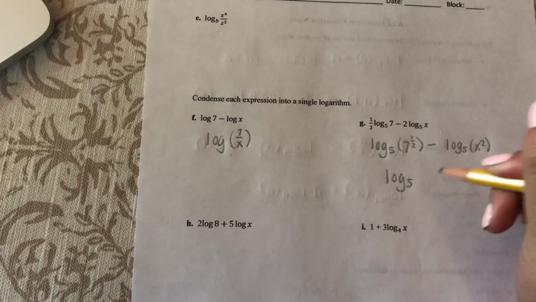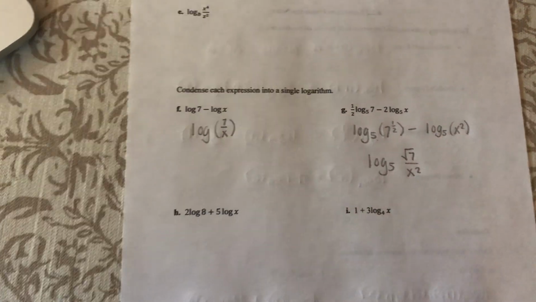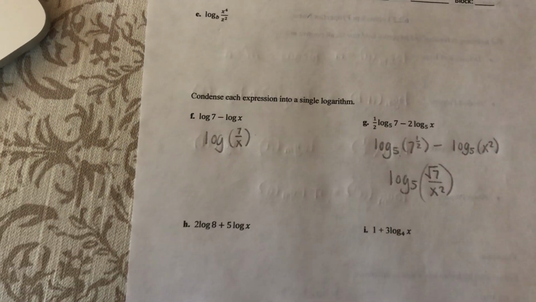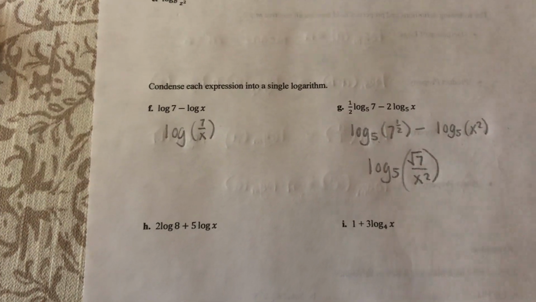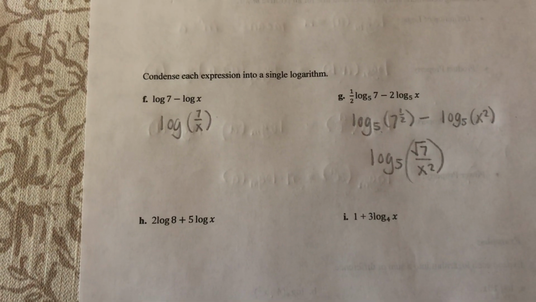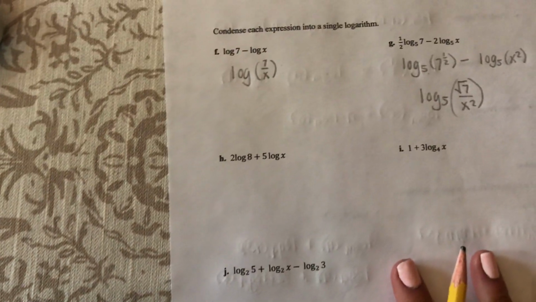Log base 5 of, I'm just going to write that as root 7 over x squared. If you would like, you can put that in parentheses. So I moved with the power property, and then I condense with division using the quotient property. Okay, 2 more, and then you're going to try J on your own.